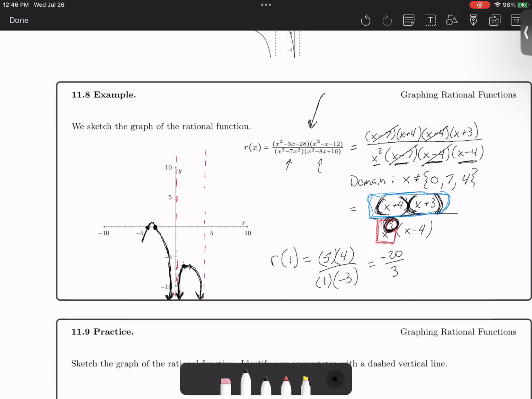Okay, let's talk about what's happening on the other side of this asymptote. This asymptote at 4 is a consequence of this x minus 4 factor in our denominator. It has odd multiplicity, so I do opposite things. So if I go towards minus infinity on the left-hand side, then I'm going to go towards positive infinity on the right-hand side.